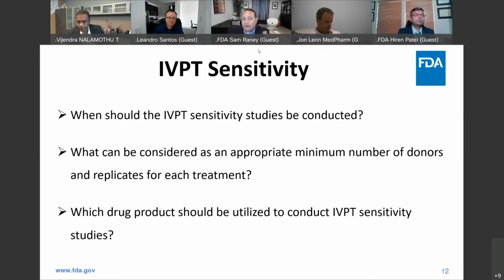And then, what I'm hearing, especially for sensitivity studies, is that something in the range of 3 donors, 3 replicates may be reasonable.